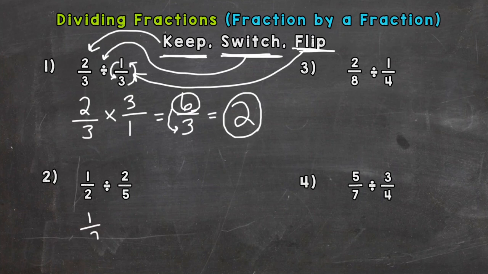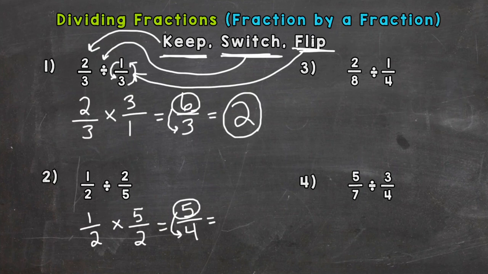So let's take a look at number 2. 1/2, keep, switch to the opposite of division, multiplication, and then flip. Now we can multiply straight across. 1 times 5 is 5. 2 times 2 is 4. So we ended up with an improper fraction again, so we need to convert it to a whole number or mixed number. So we need to divide the numerator by the denominator.